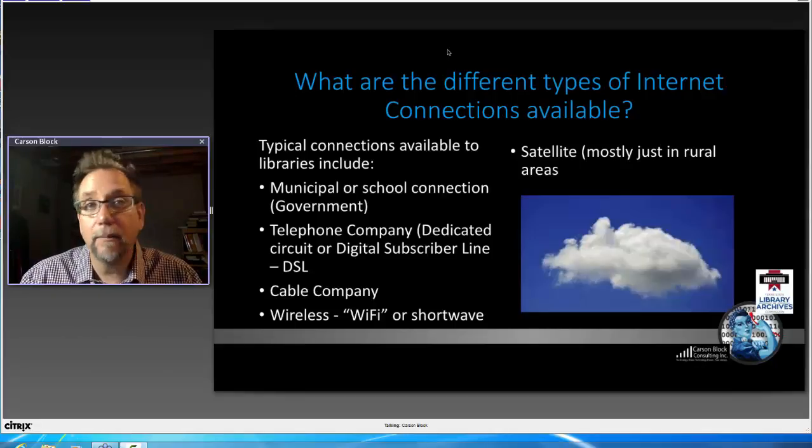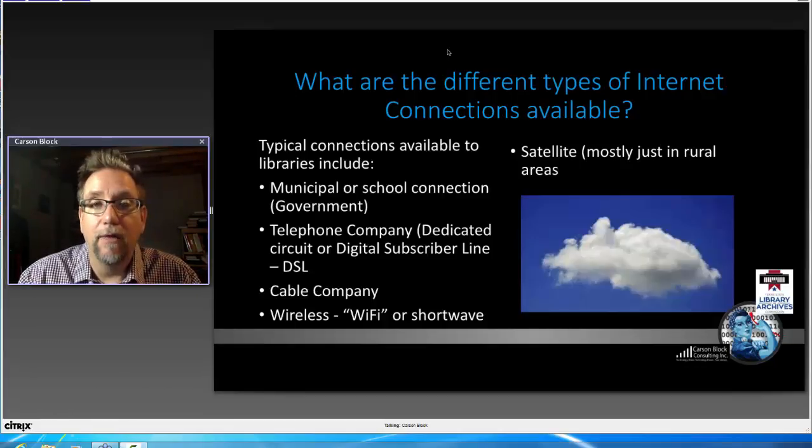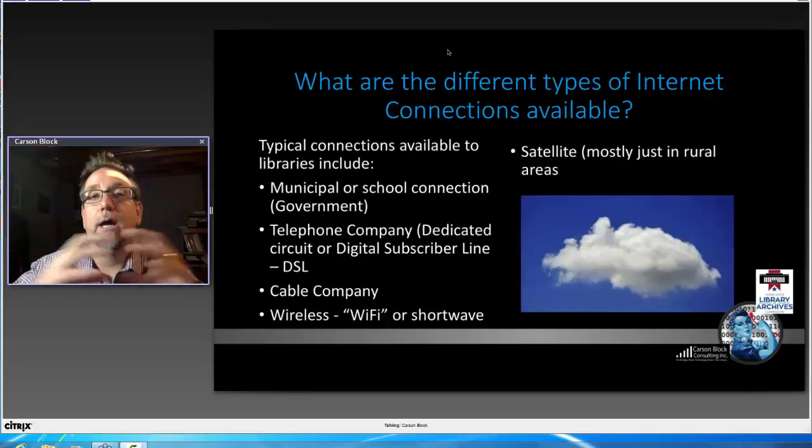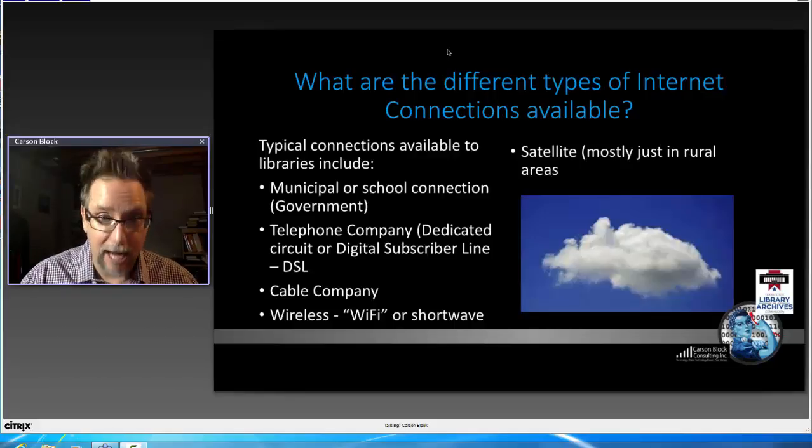But we also have things that come from the telephone company. DSL, digital subscriber line, is an example of one of those. Cable, we used to think of them as the cable TV company, but they're just as robust in terms of internet connectivity these days. There's also different types of wireless. We have Wi-Fi connections actually from ISPs, but there's also shortwave and different technologies used to transmit data signals wirelessly. And of course, satellite. And many people in rural Texas are familiar with the satellite type of connection.